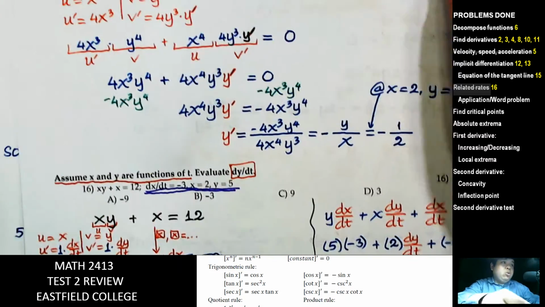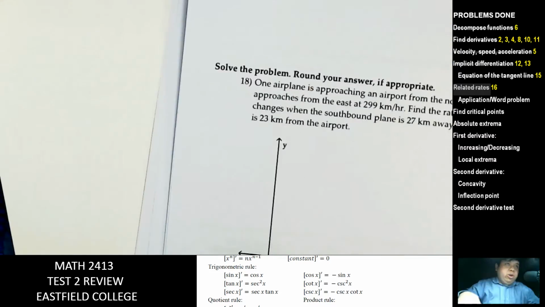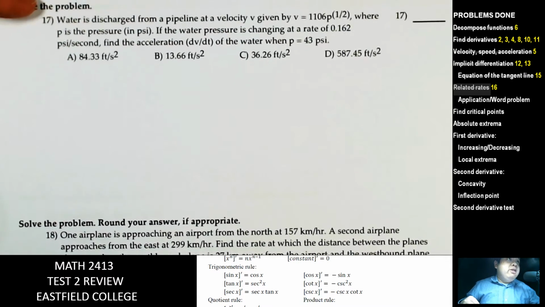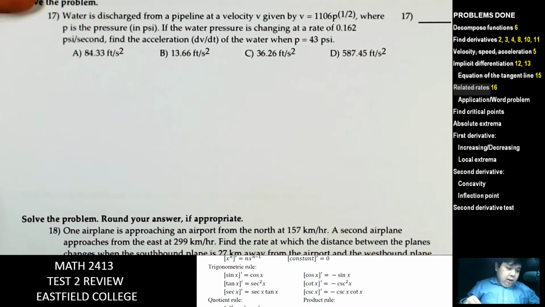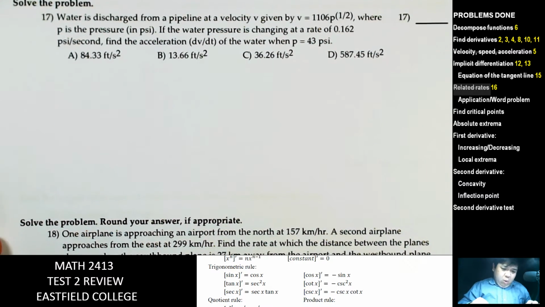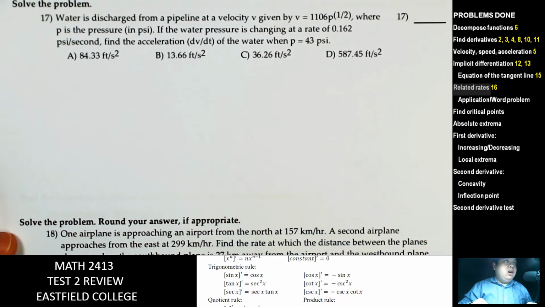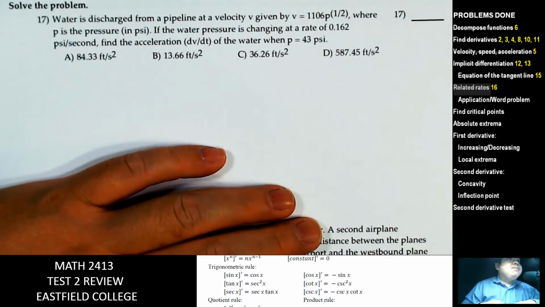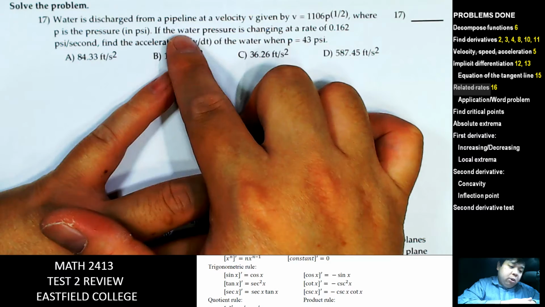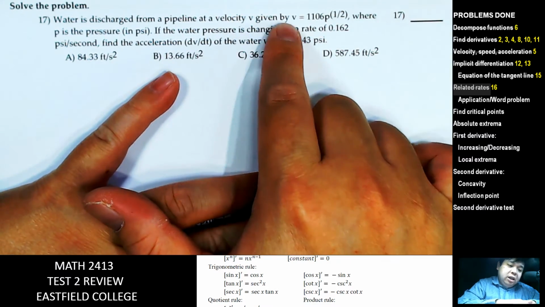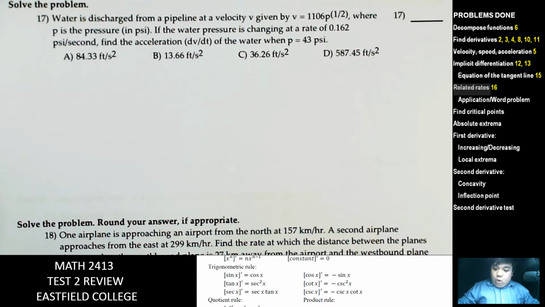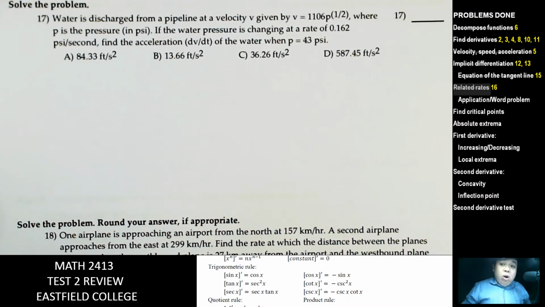Right, next also on related rates, but we do a word problem. Let's look at number 17. 18, not going to do that because I think we did one very similar problem like that in class. Right, water is discharged from the pipe at the velocity given by that. So we have the equation. So always, it's nice to have the equation.